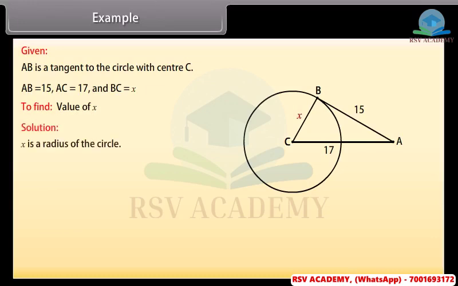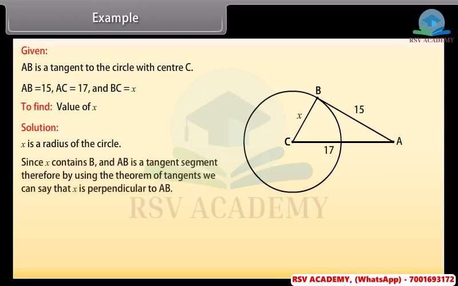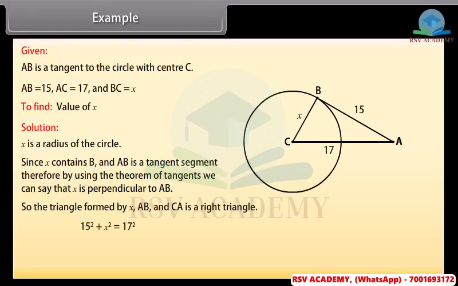We can see that x is a radius of the circle. Since x contains B and AB is a tangent segment, by using the theorem of tangents, we can say that x is perpendicular to AB. So the triangle formed by x, AB and CA is a right triangle. Now by using the Pythagoras theorem we get 15 square plus x square is equal to 17 square, or x square is equal to 64, which gives us x as 8.